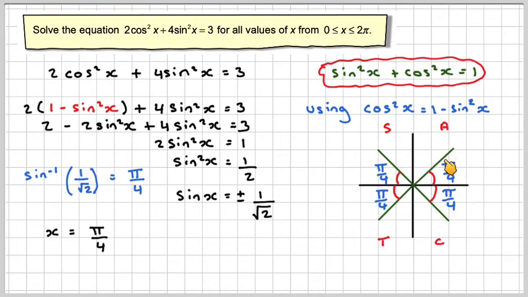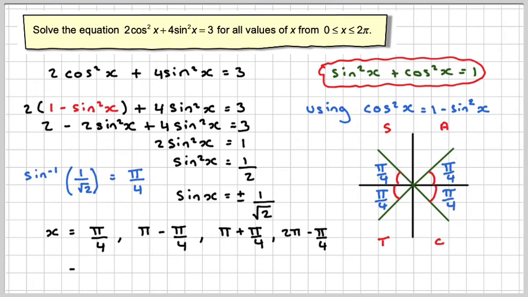The next answer would be pi, which is 180, minus pi over 4. The next one would be pi plus pi over 4. And the final one would be all the way around the circle. So it's 2 pi minus pi by 4.